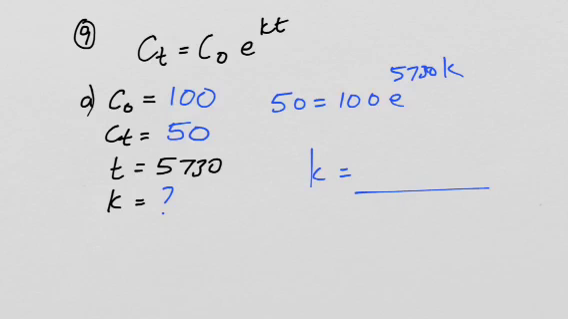Now remember, keep a decent number of decimal places in your answer. This one comes out to be negative 0.000 and I'd keep at least another 3 digits there.